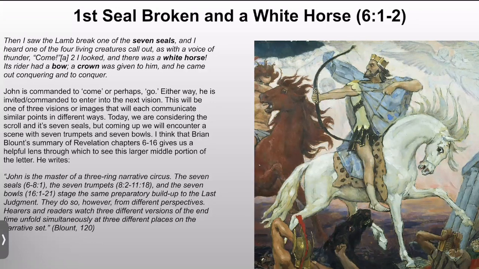And I think that the image of a 3-ring circus is quite apt here, where you can look out and see all 3 at once or focus on one or the other, but perhaps all 3 trying to tell us the same story in unique ways.